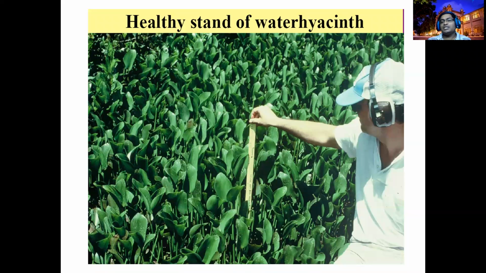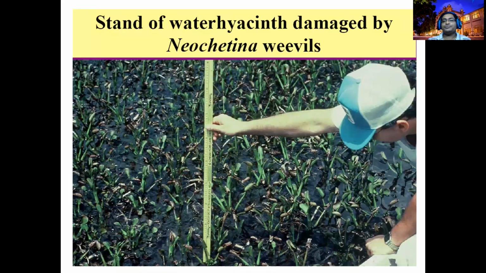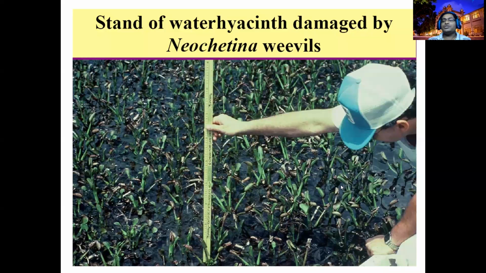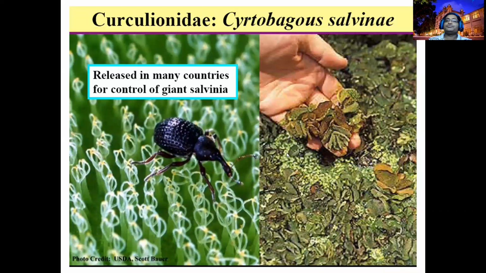One of these is Neochetina weevils, which you can easily use. After the introduction of the Neochetina weevils, compared to before, they are eating and grabbing the new green leaf contents. Now you see, overall it is managed, it's a success. This is not in Sri Lanka, this is some part of the US.